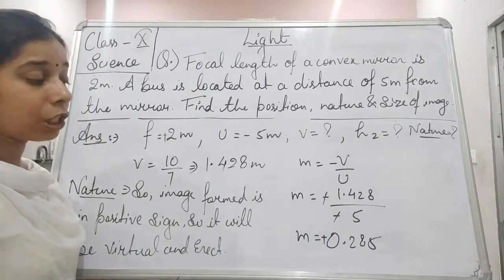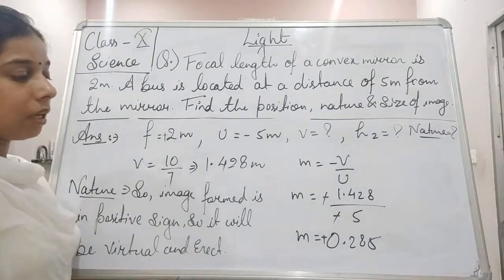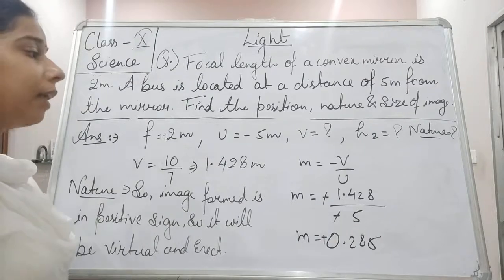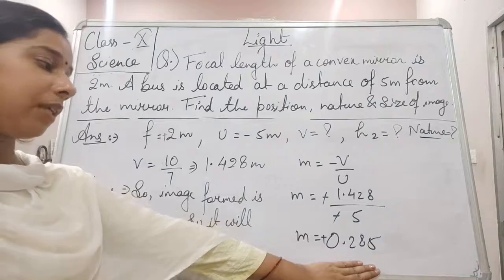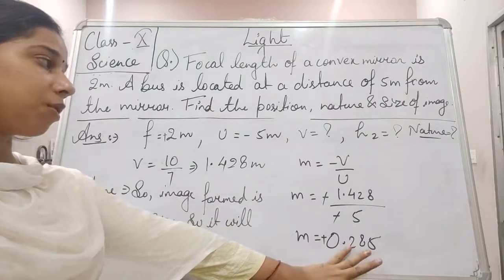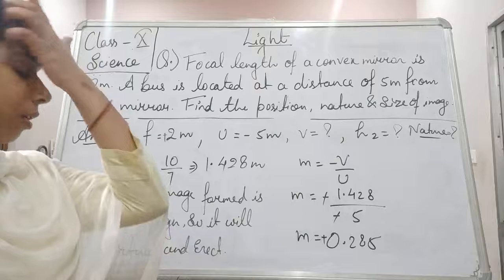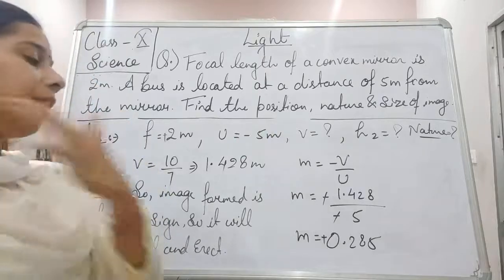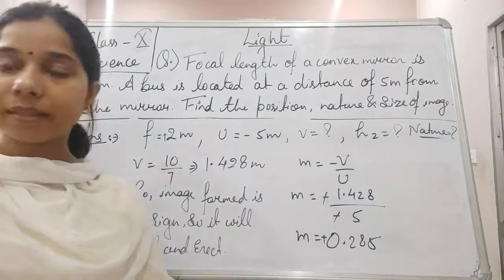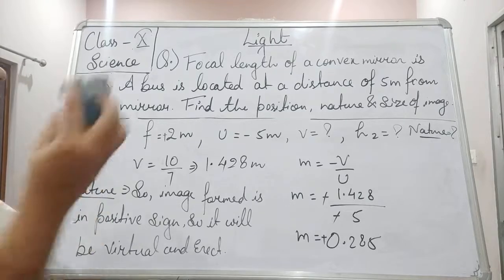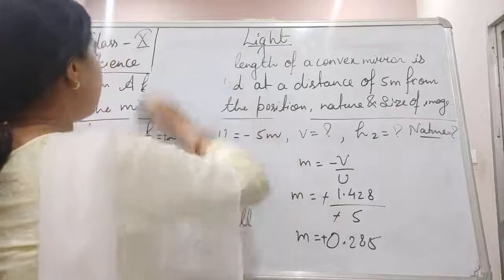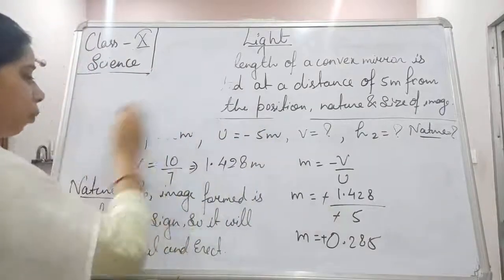So this 0.285 is positive. So magnification means the image is this much smaller than the size of the object. Means the image is lesser in size than that of the object, students. Okay, it is virtual and erect. This is the one question. Moving on, we will see another question related to it.